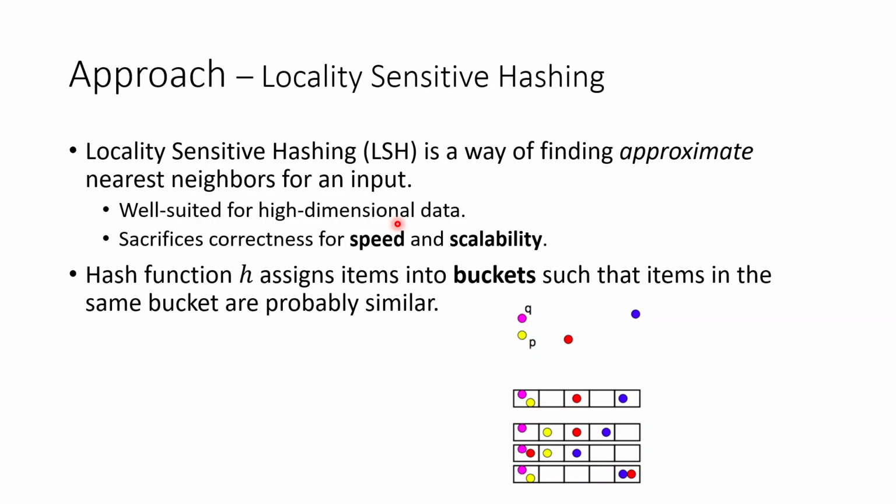So the idea is that a hash function h assigns an input into one of several buckets. And so each bucket contains items that are very similar to each other. So you can see, for example, item P and item Q are very close in some space. And so they often get mapped to the same bucket with high likelihood. So it's very likely that they're similar.